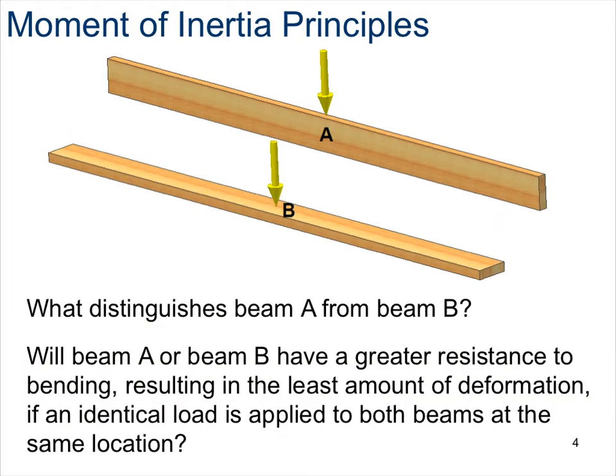Let's go ahead and compare these two beams together. What distinguishes joist A from plank B? Beam A and beam B have the same cross-section and length, but the long axis of beam A is oriented vertically, while the long axis of beam B is oriented horizontally. Will beam A or beam B have a greater resistance to bending, resulting in the least amount of deformation, if an identical load is applied to both beams at the same location? Let's go ahead and take a look on the next few slides.